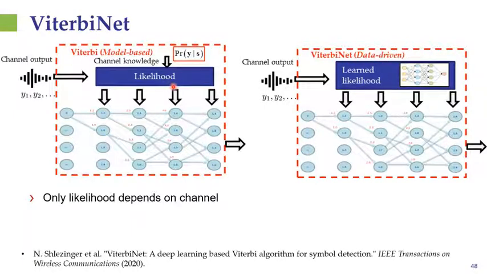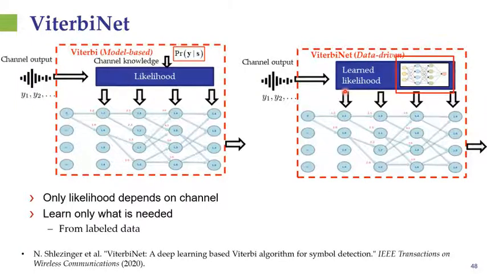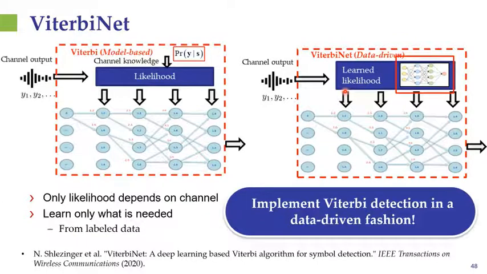Here, which is what we call ViterbiNet, we replace the likelihood computation, which is model-based, with learned likelihood computations. And once we do that, assuming that we have an accurate estimate of those likelihoods, we can actually implement the Viterbi algorithm in a data-driven fashion by learning only what is needed for Viterbi.